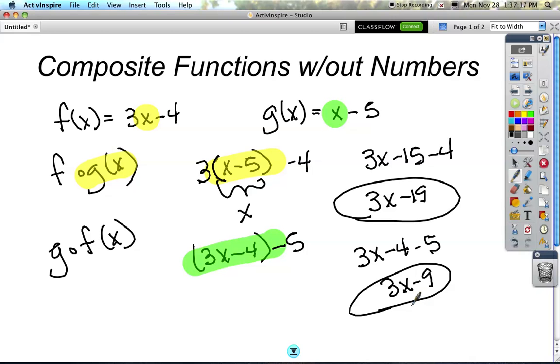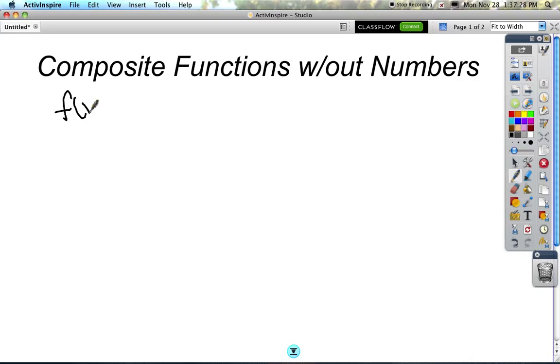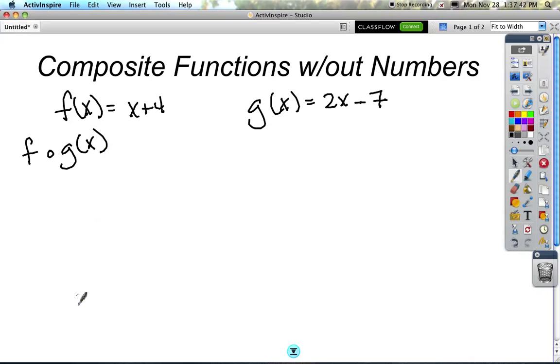Now, questions yet? We need to look at another one of these. Okay, I see some head nods. Let's do this one. So we're going to do f of g of x. I'll give you a minute to write that down.